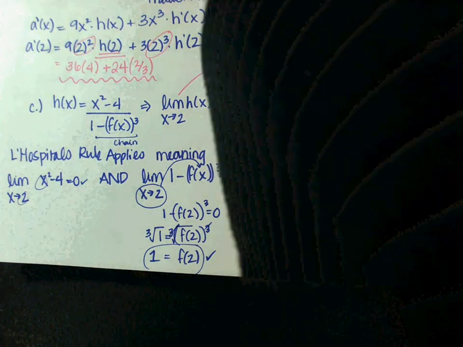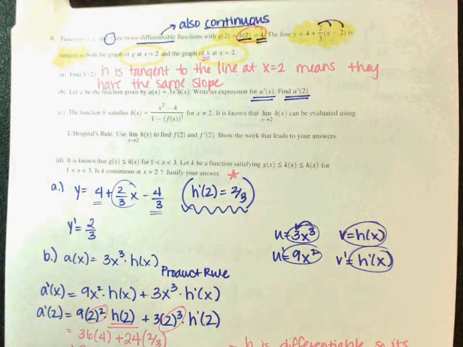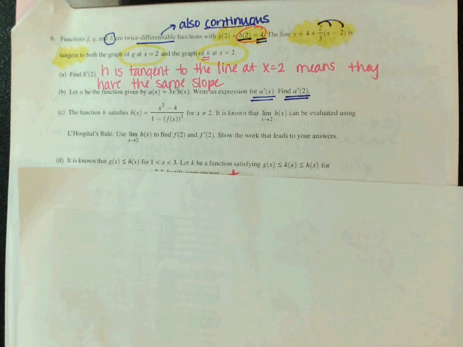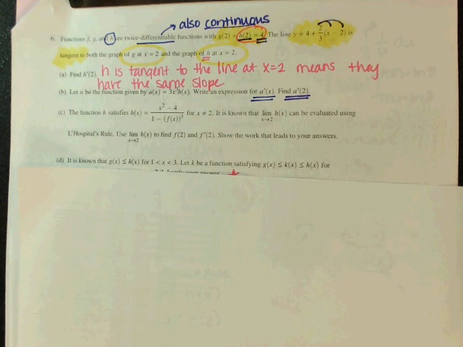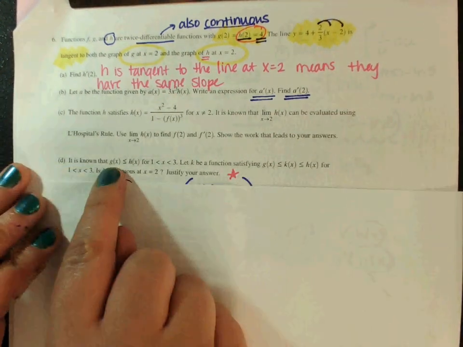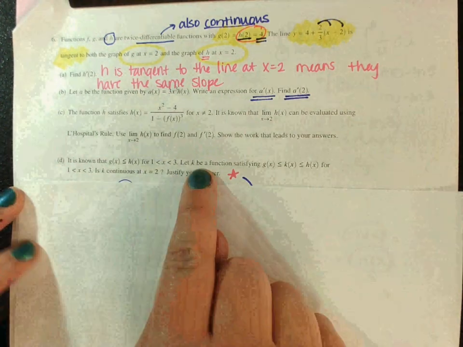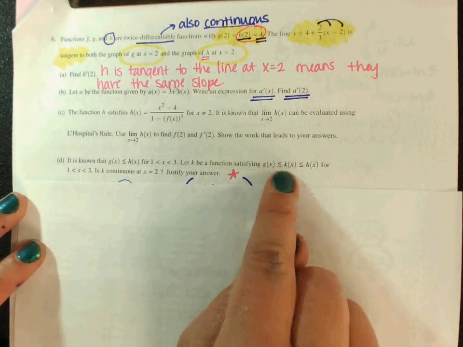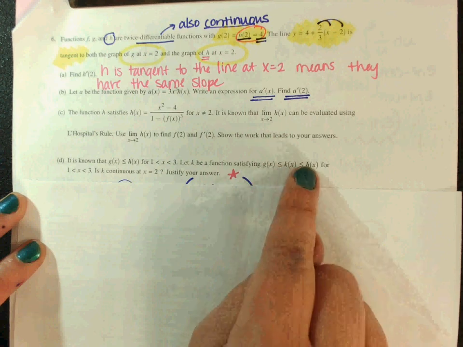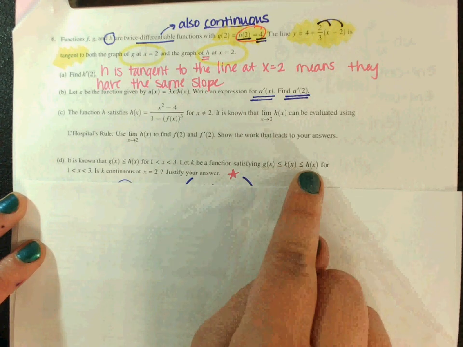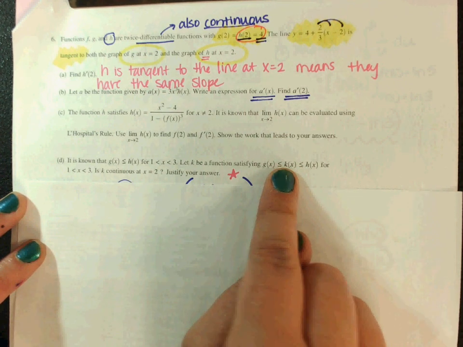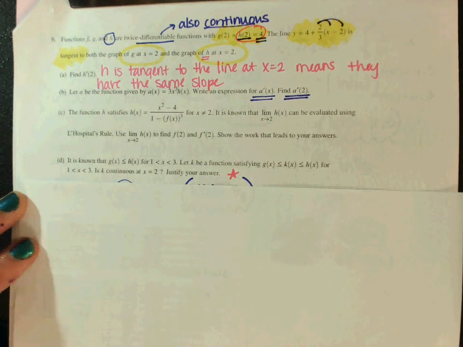Okay, so it says, it is known that g of x is less than h of x for x from 1 to 3. So the first thing I'm going to do is think graphically. I know that g is always below or equal to h on this interval. Then it says k is another function that's always between g and h. So g is always the smallest, h is always the biggest, k is always between them. Then it says, is k continuous at 2?